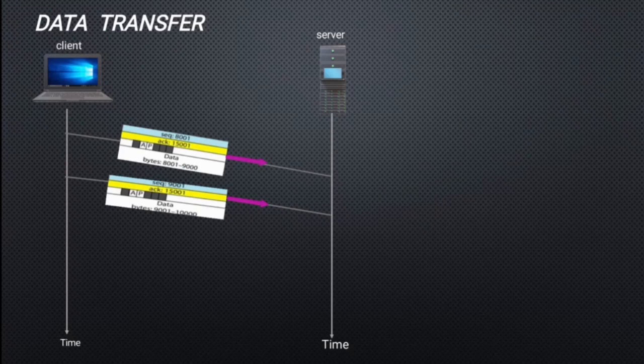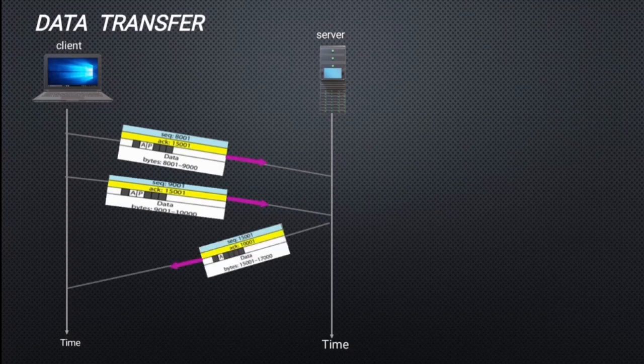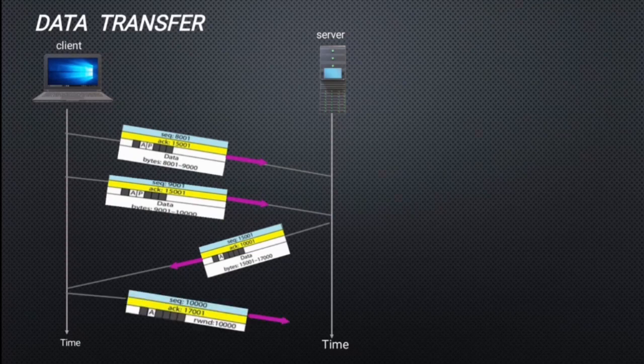Now the server may send 2000 bytes in one segment with sequence number 15001, along with acknowledgement number 10001, because the server has successfully received bytes up to 10000. It gives a number to each byte, like 15001 to 17000. Further, the client can send a segment containing sequence number 10001 and acknowledgement number 17001, with receiving window 10000.